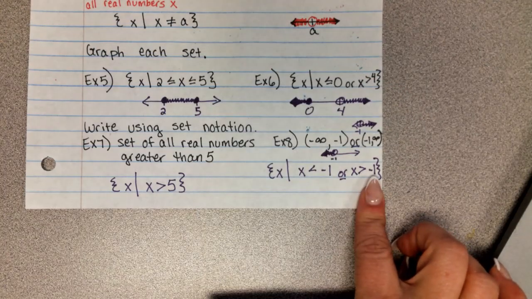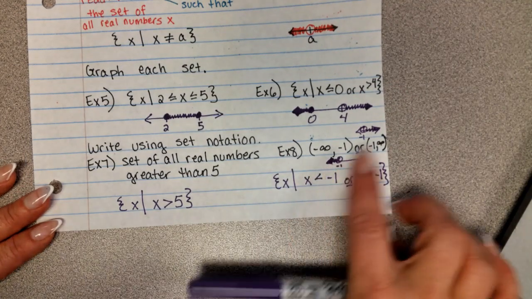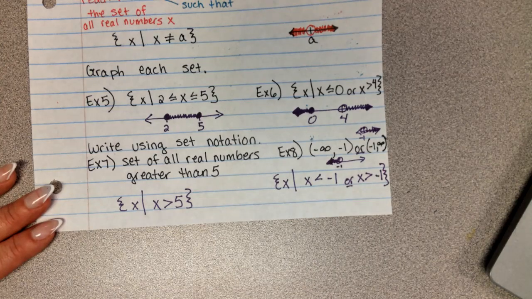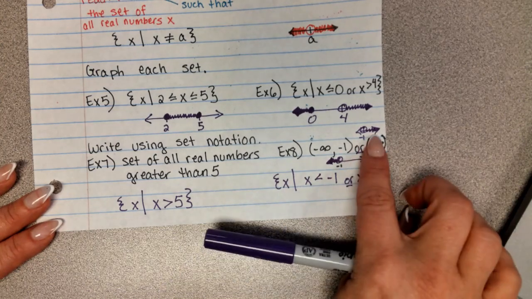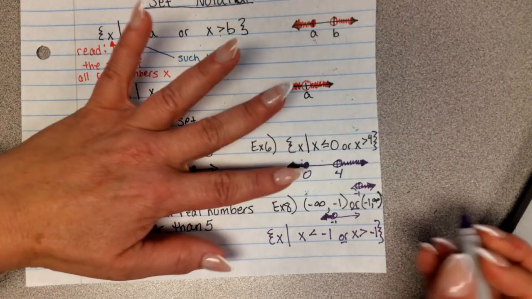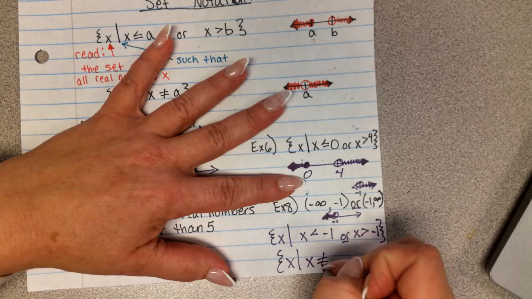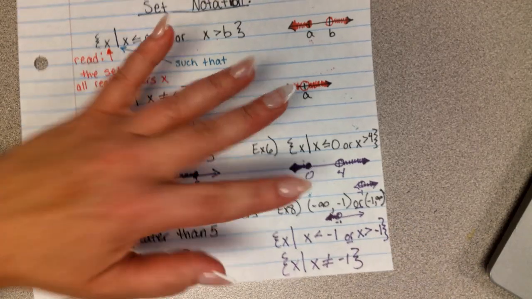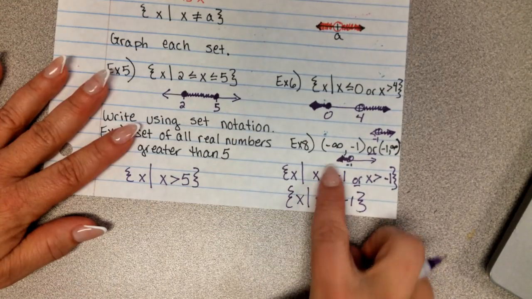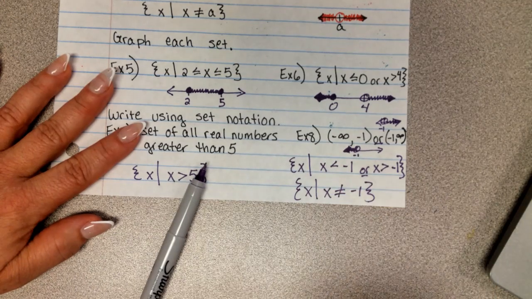There's actually another way. This is absolutely correct. There's another way you could have written this. Notice that negative 1 is the only excluded number. Do you see how I'm using everything less than negative 1 and everything greater than negative 1? So I could say X such that X does not equal negative 1. Either one of these would be appropriate answers.